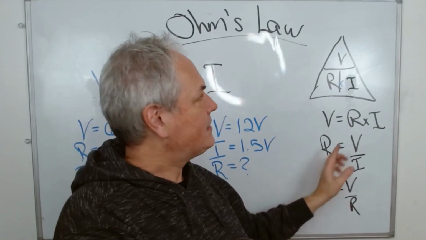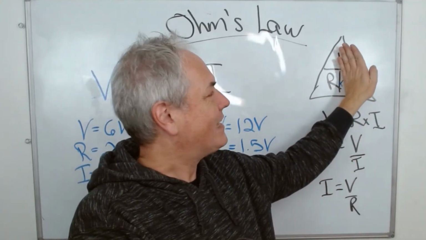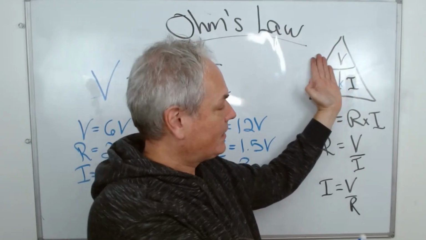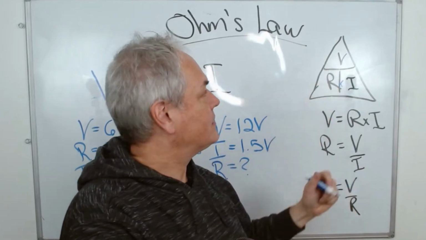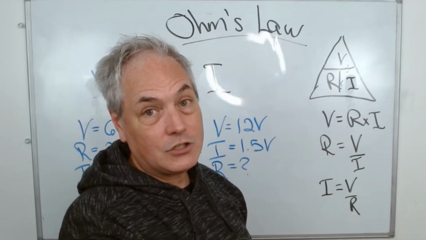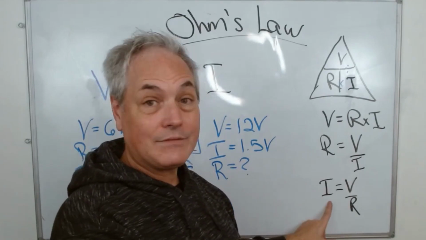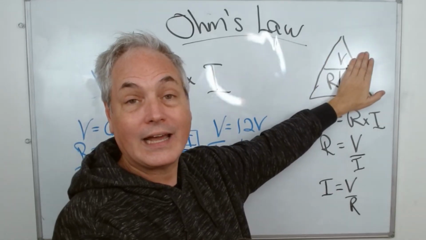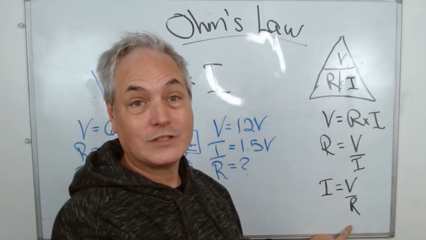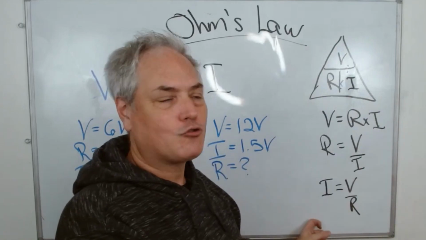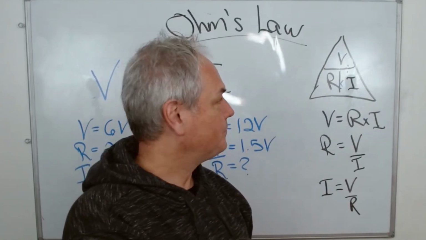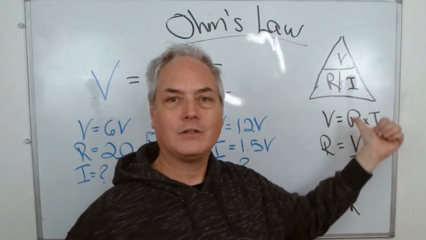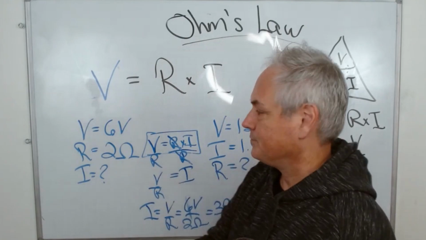If I'm looking for the resistance, I just hide the R. What I have here is V over I, the same thing as if you had a little division sign right here. If I'm looking for the current, I hide the current and I end up with V over R, which is exactly what I have here. So this triangle trick may be something that helps you quite a bit. Personally, I do like the algebraic piece, but if you're visual, that would work wonderfully well.